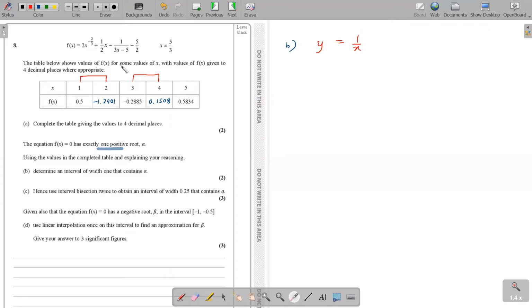Do you see such an x value here? You can see we have 1 over 3x minus 5. Do you see it? So what is the x value that makes your denominator 0?